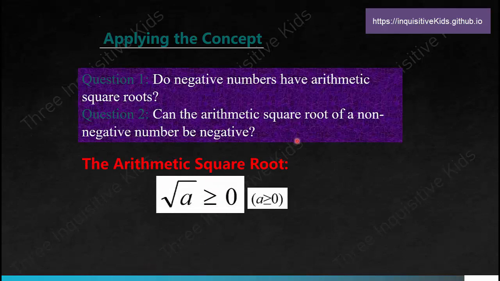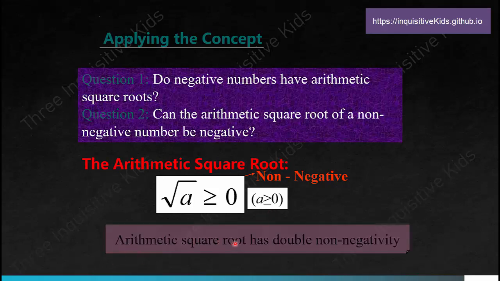So this is the arithmetic square root. This is the concept. So we need to know that this whole thing right here is non-negative. So the answer, the arithmetic square root, has to be greater or equal to 0. This answer right here cannot be negative, and a itself cannot be negative either.